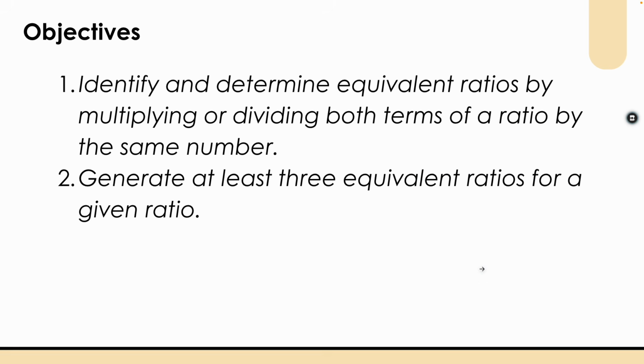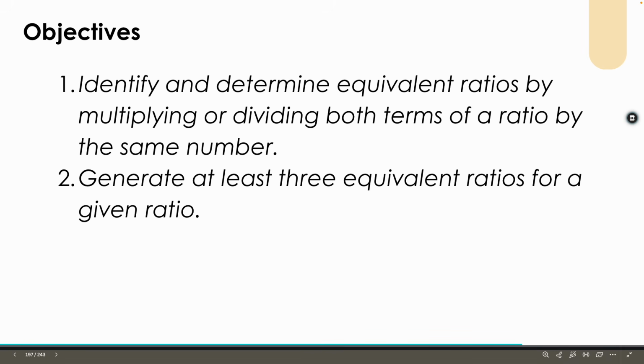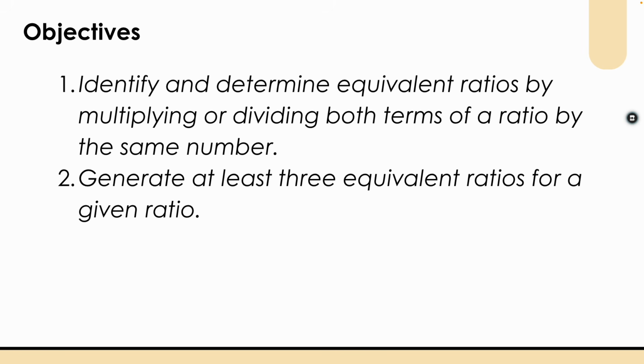But before we begin, let's have our objectives for today. At the end of our lesson, you will be able to identify and determine equivalent ratios by multiplying or dividing both terms of a ratio by the same number. And second, we are going to generate at least three equivalent ratios for a given ratio. So let's have a short review first.